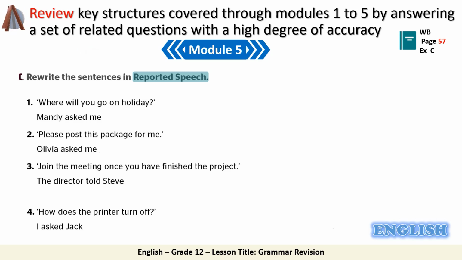Well done. That's correct. So sentence number 1 is a WH question. So we should write, Mandy asked me where I would go on holiday. You notice that you changes to I and will go to would go. And please make sure you have the subject written immediately after the WH word, followed by the verb.